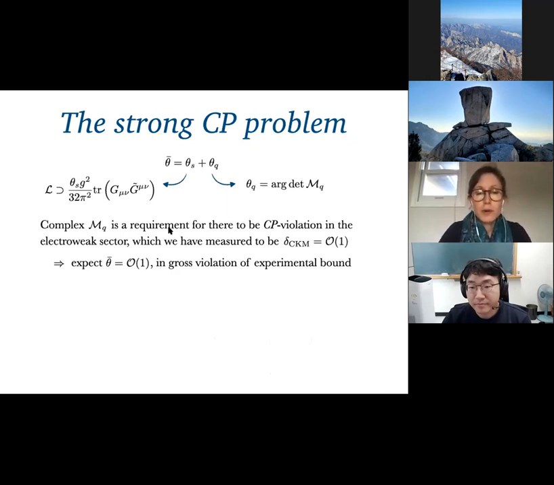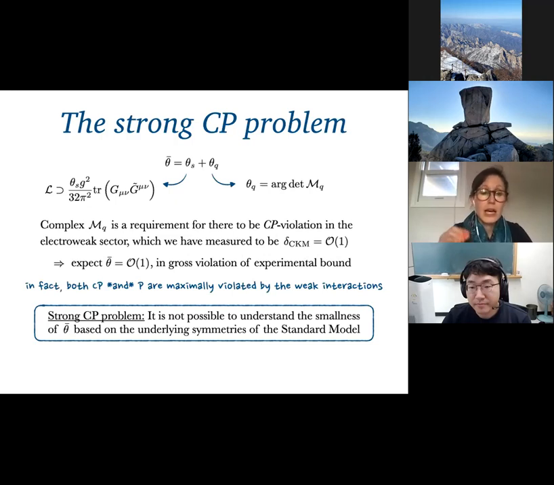Now, we know in particular that the quark mass matrix has to be complex, and we know that because that is a requirement for there to be CP violation in the electroweak sector of the standard model. And we've known for a long time that indeed the phase in the CKM matrix is not only non-zero, but actually order one. In fact, both CP and parity are maximally violated by the electroweak interaction.